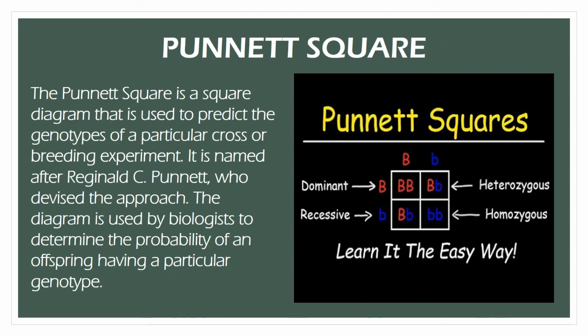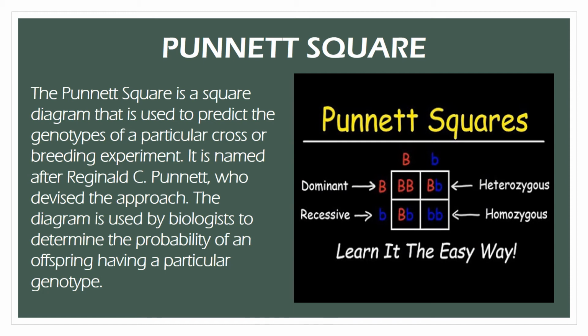So now let's proceed to the Punnett square. The Punnett square is a square diagram that is used to predict the genotypes of a particular cross or breeding experiment. It is named after Reginald C. Punnett, who devised the approach. The diagram is used by biologists to determine the probability of an offspring having a particular genotype. So we have a diagram here showing the easy way to learn Punnett squares.